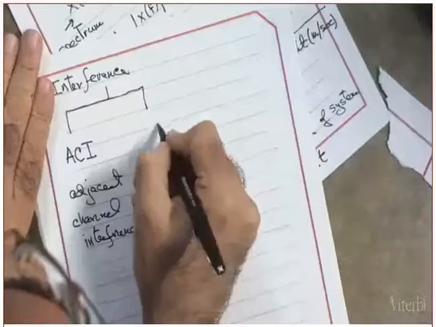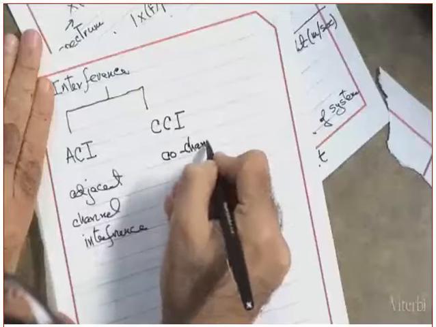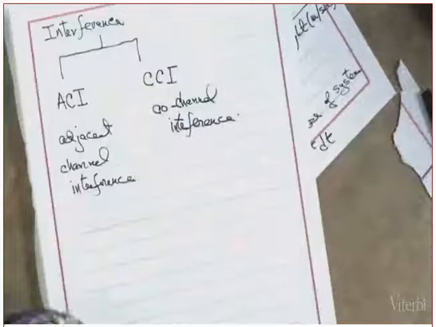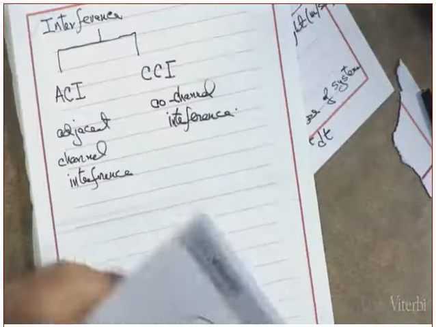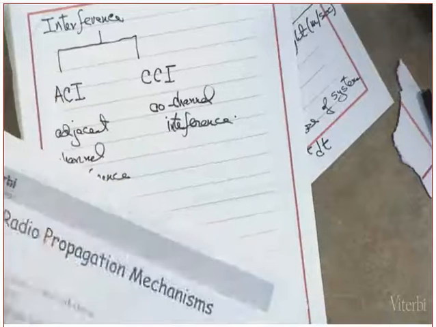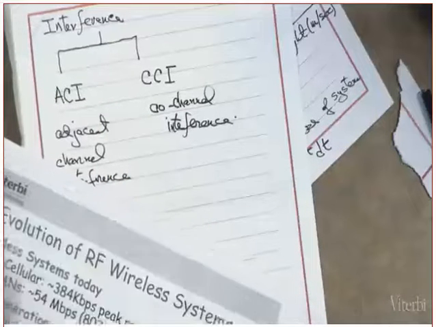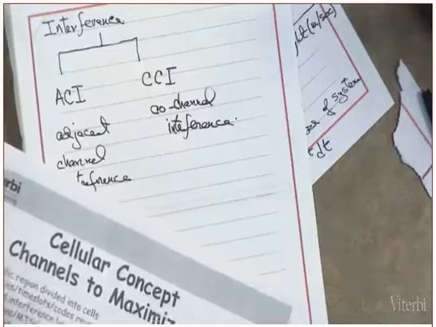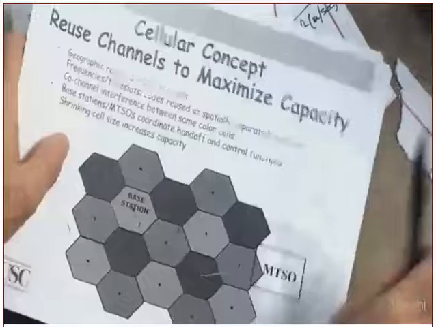Now, again, what is the other one? CCI. CCI stands for what? Co-channel interference. Let me jump here a little bit to show you what I mean by that. Co-channel interference. I messed up my chart. Here. This is a cellular architecture.